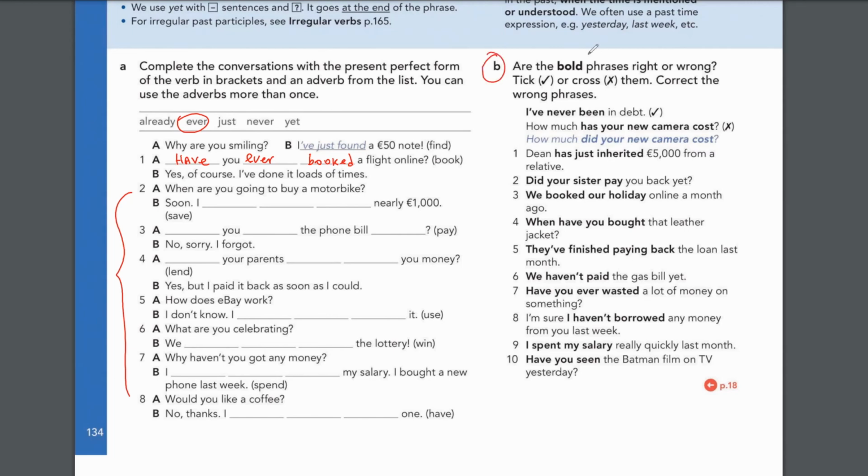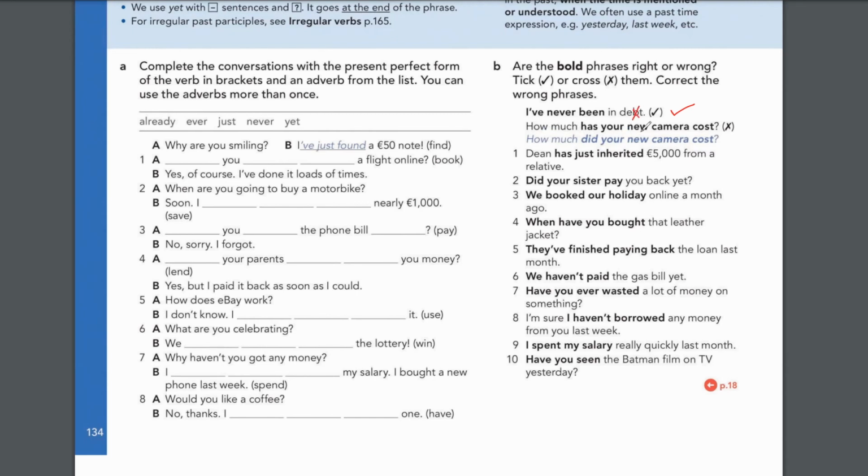Right. B. Now, are the bold phrases right or wrong? So we've got here bold phrases, as you can see. If they are right, we tick it. If they are wrong, we cross it. And then we have to correct why it's wrong. Now the first one, I've never been in debt. That's correct. So no problem with it. I'm talking about my experience that I've never been in debt. Debt, B is silent, by the way.